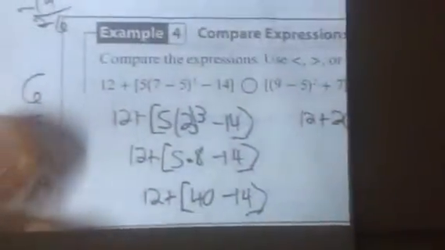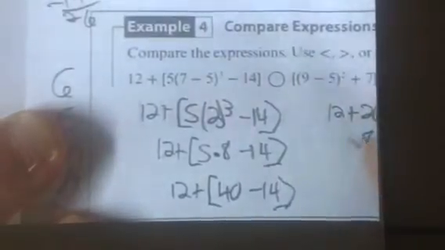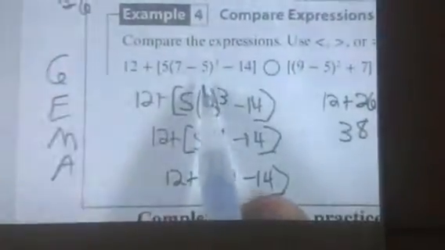Bring down 12 plus. That 12 stays on the outside until I've completely done everything inside of this bracket right here. Okay? So 5 times 8 gives me 40. 40 minus 14 is still in that bracket. So I've got to subtract the 40 minus 14. 40 minus 14 gives me 26. So that's 12 plus 26, which should give me 38. So 38 is the answer to the first one.